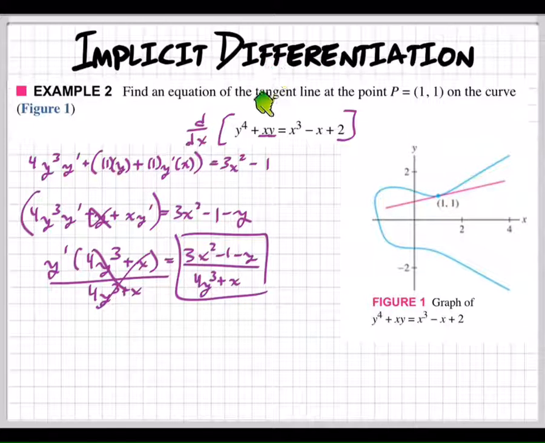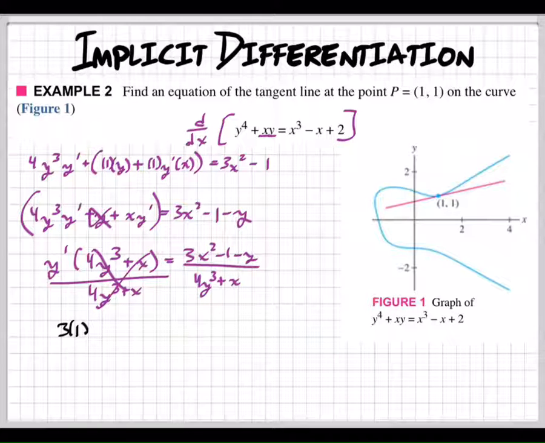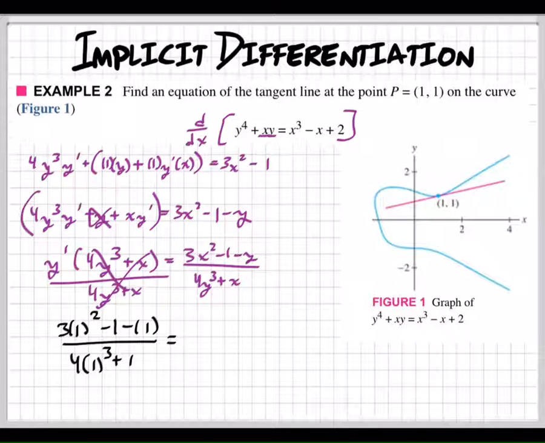Now, to do our tangent line, we need to have our slope and our point. Oh, I guess I shouldn't have boxed that. That's not my answer. So let's plug in 1. We have 1 raised to the second power minus 1 minus 1. And then on the bottom, we have 1 raised to the third power plus 1. All right. We have a 3 right here, and then minus 1, so we get 1 on top. And then this is going to be a 5. Here's your slope, people.